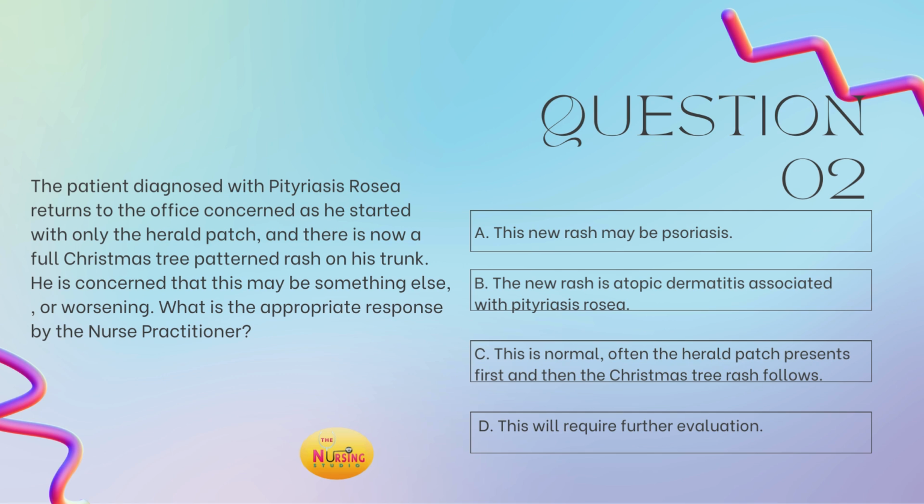All right, so stem of the question here states, what is the appropriate response by the nurse practitioner? So what is the nurse practitioner responding to? The patient was diagnosed with pityriasis rosea. He came in, he started out with a Harold patch and now has a full Christmas tree pattern rash, and he is concerned that this may be something else or that it is worsening. What should the nurse practitioner tell him at this time? And here, C is the best answer. This is normal because often with pityriasis rosea, they'll get a Harold patch, and within a few days or so, they can start to have that full rash of that Christmas tree pattern rash on their trunk. So C is the best answer. It's a normal finding, okay?